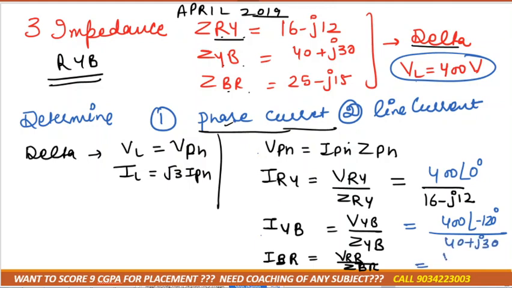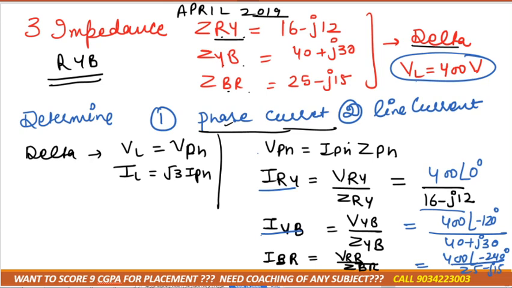Another would be 400 angle minus 120 divided by 40 plus j30, right? And another would be 400 angle 120 divided by 25 minus j something. Now you just need to simply solve it: convert this denominator into the polar form, then solve it, correct? So that is how we get the phase current.